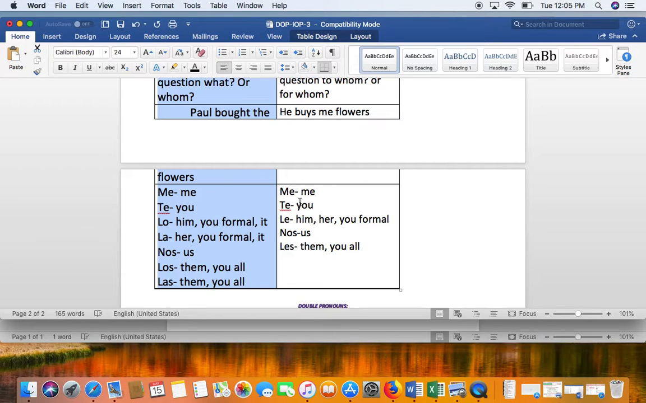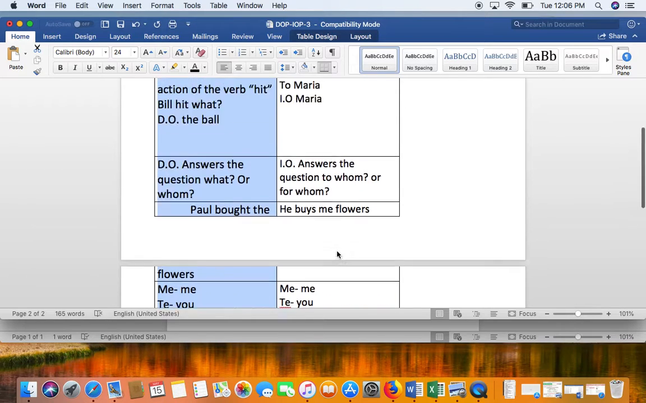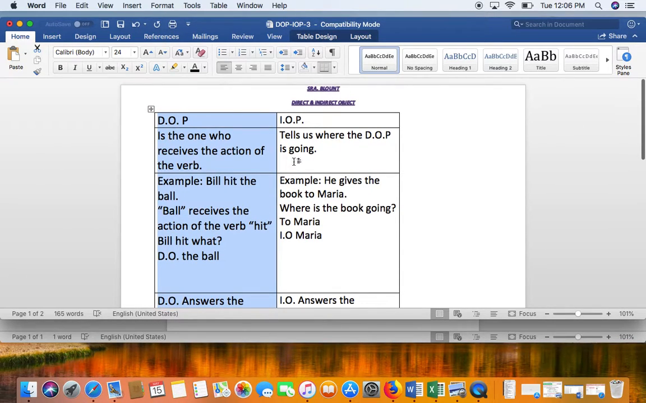Me is for I, te is for you, le is for him, her, or you formal, which in Spanish is usted. Nos is for us, and les is for them or you all, when you are talking to more than one person. All right, so let's have our example in English.